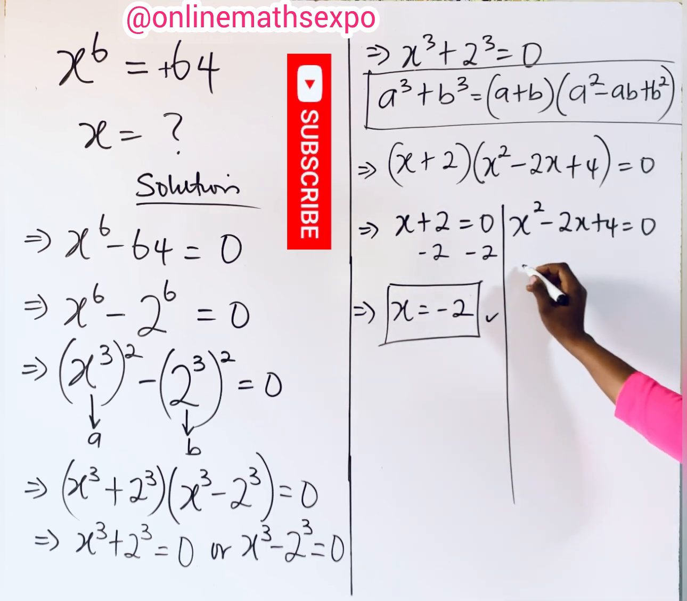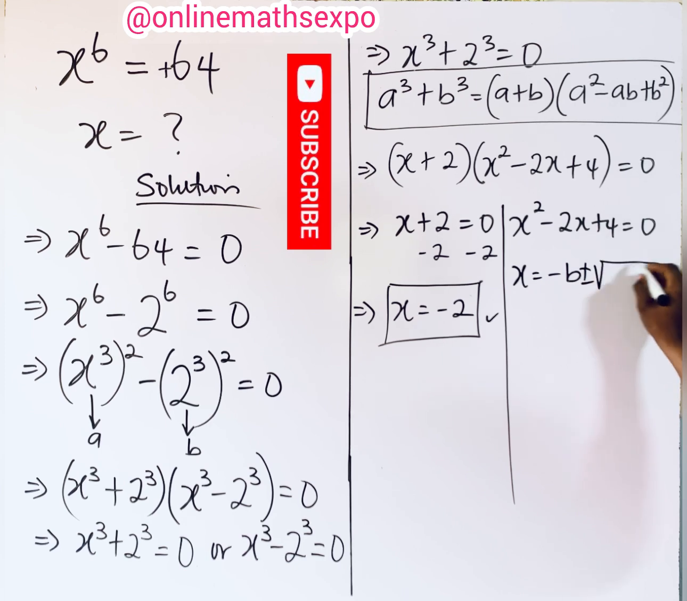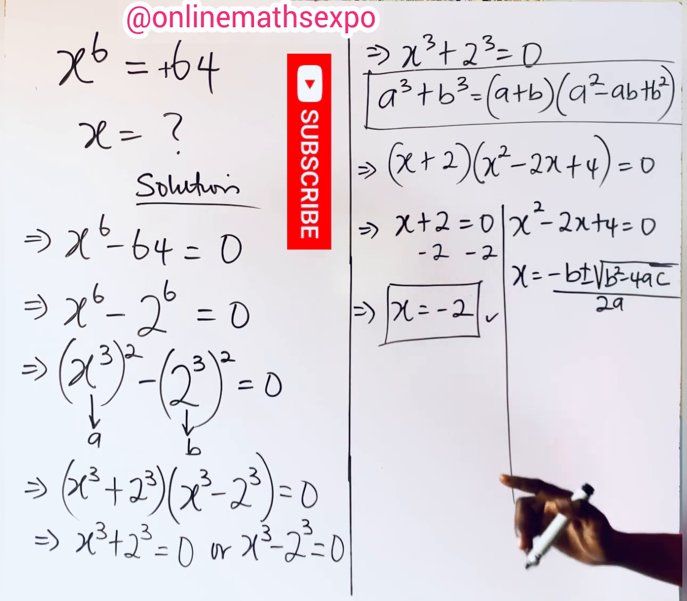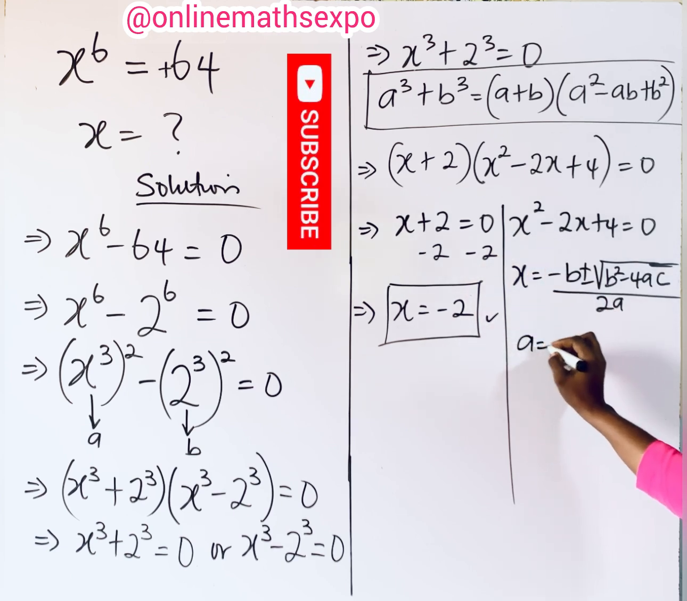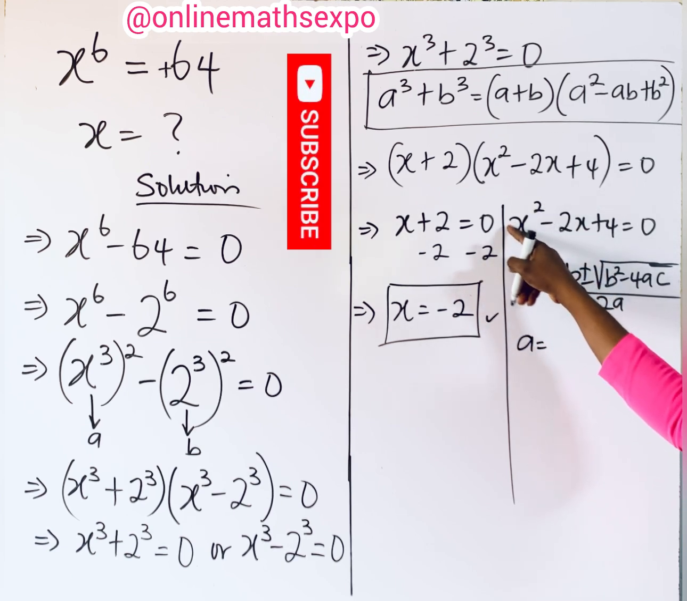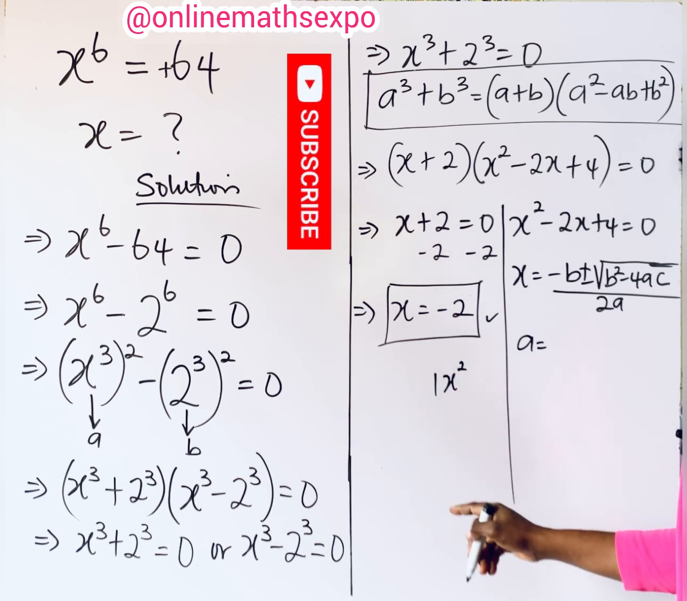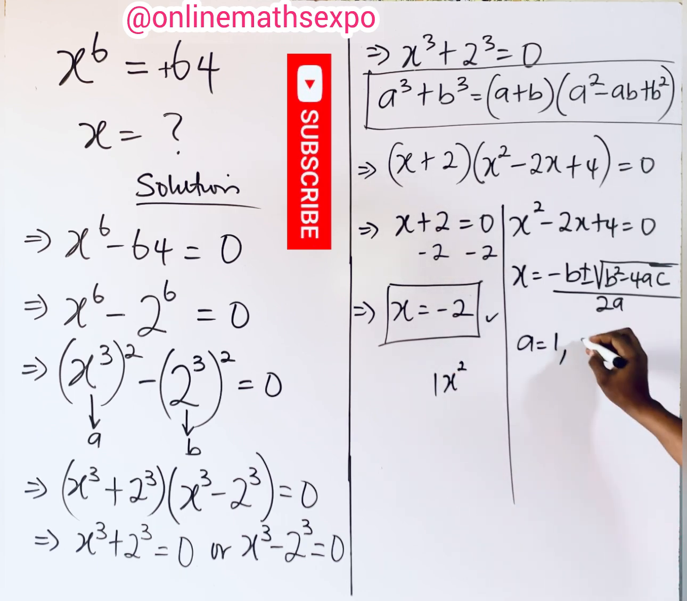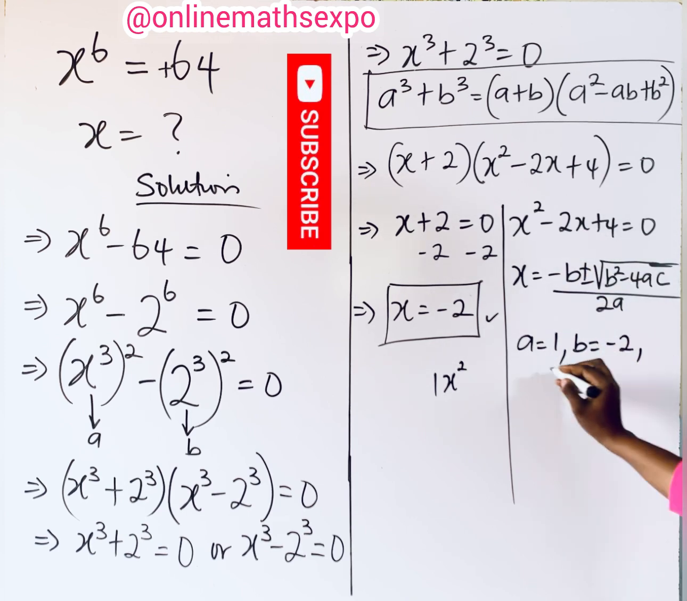And remember, the formula method says x is equal to negative b plus or minus square root of b squared minus 4ac, divided by 2a. Okay, just remember that your a is the coefficient of your x squared. So here our coefficient of x squared is 1, because when you have a variable without a number before it, it has an invisible 1. Okay, so a is 1, and our b is always the coefficient of x, which is -2. Then our c is the constant term, which is 4.